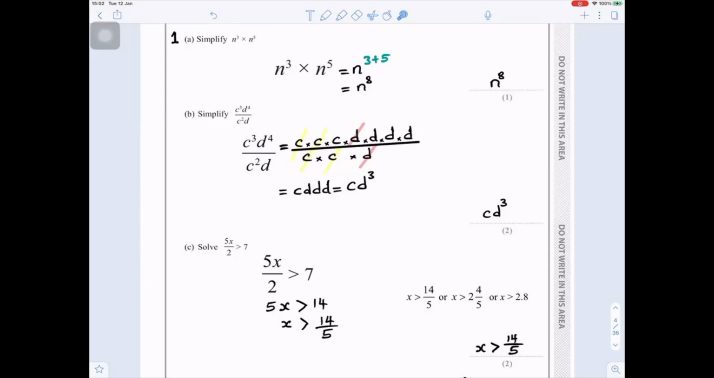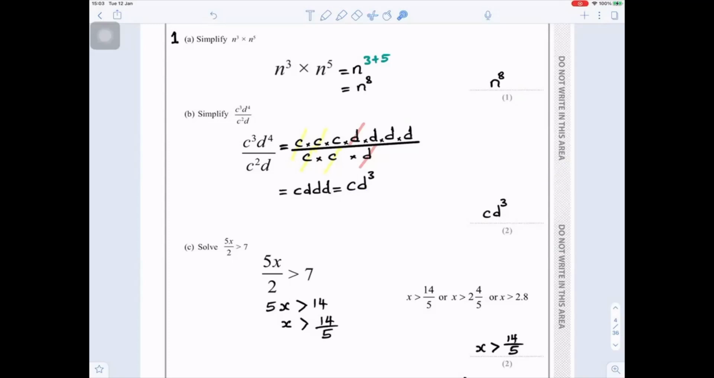1b, simplify. c cubed is the same as c times c times c. d to the power 4 is the same as d times d times d times d. In the denominator, c squared is the same as c times c, and then there's d. You look at the numerator and the denominator and cross out what is found in both of them, or cancel them. So there's c and c, you cross them out, and you cross out the d as well. So what are you left with? You're left with c and 3 d's at the top and 1 c. So it's written as c d cubed, and that's your answer.